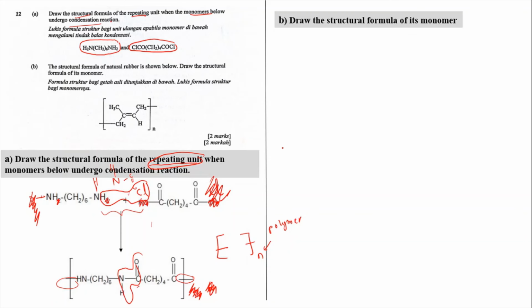And now for 12b, we have to draw the structural formula of its monomer. So given here is the polymer, so we have to find the monomer. We need to go the reverse way. As you can see here, we have a double bond in the middle. So you know that we need to have a double bond on the side. This is because when we undergo addition polymerization, the double bond breaks apart.